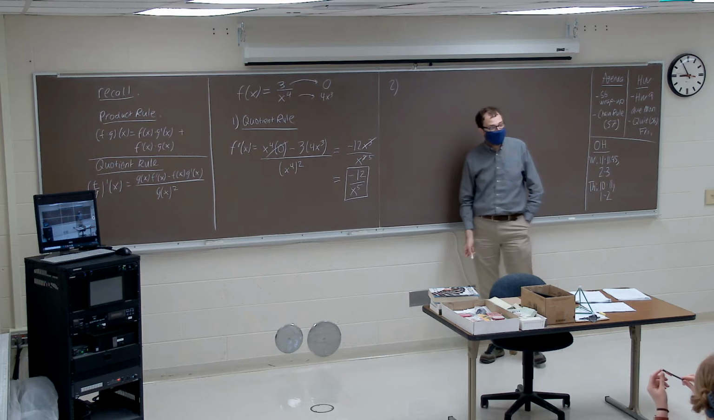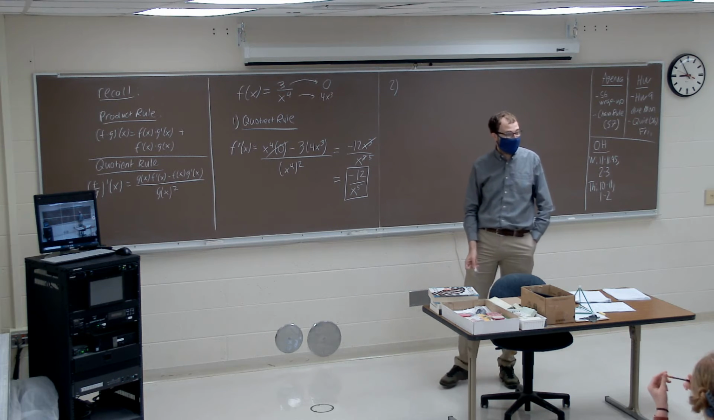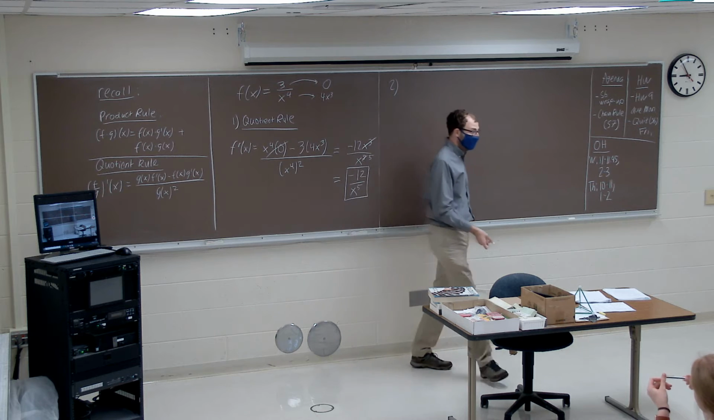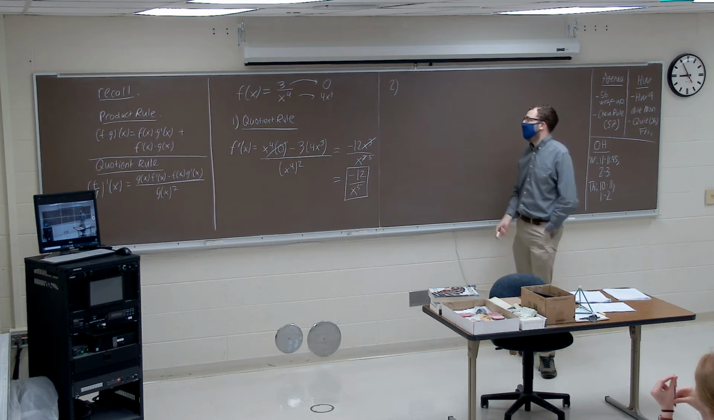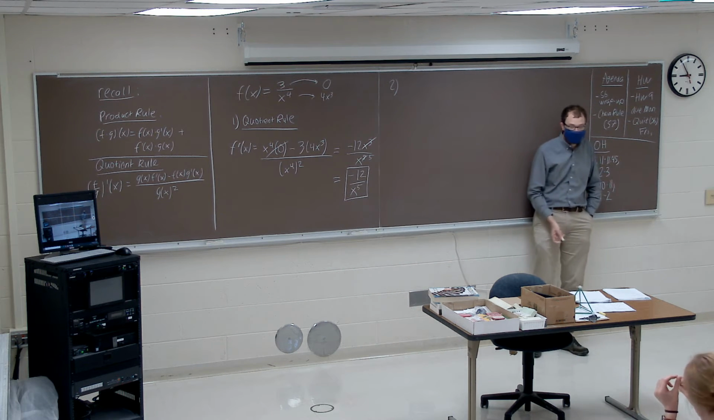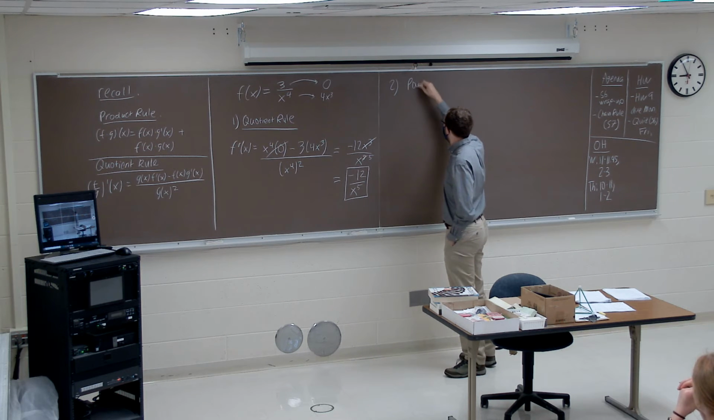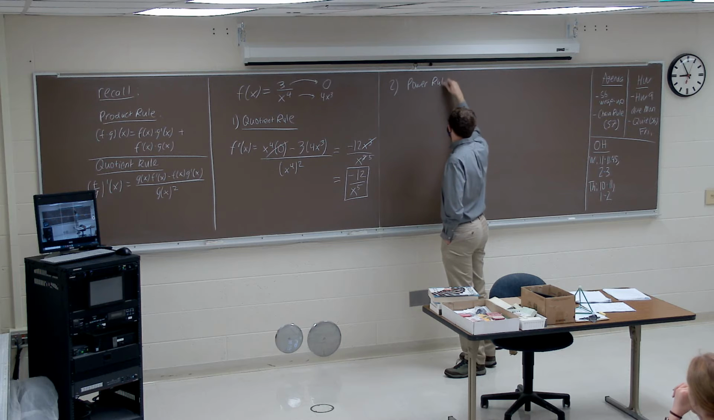Zach, I see you nodding your head. Can you think of another way that we could differentiate f of x without having to rely on the quotient rule at all? The power rule. Ooh, okay. How are we going to do that? So you're just going to move the x to the -4, so it's not on the bottom, and then you just use the power rule.